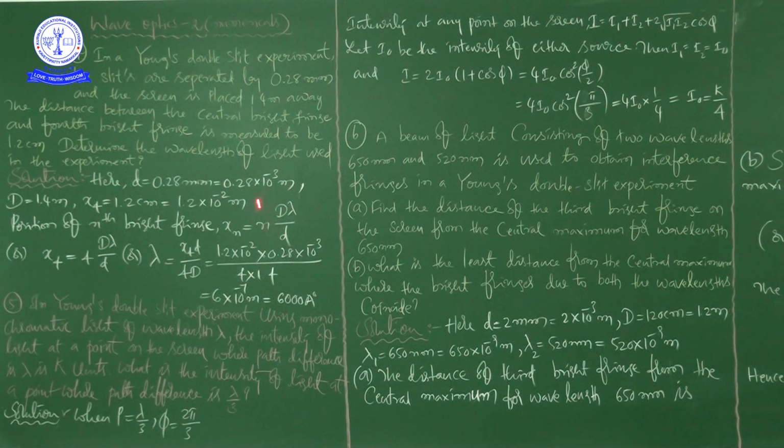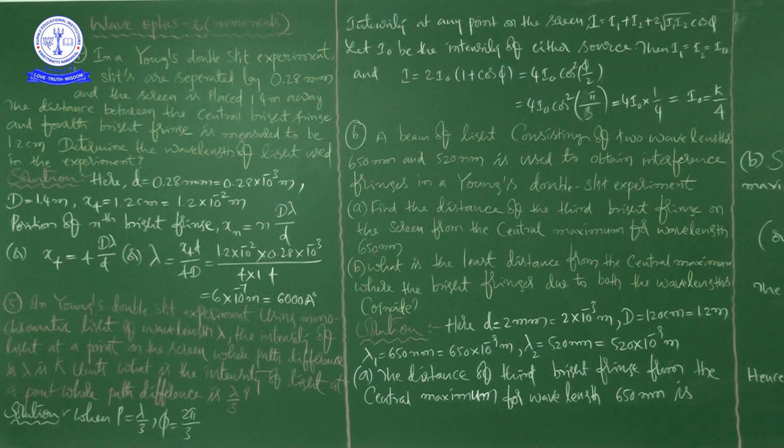So you know very well, capital D is the distance between the slits and the screen, small d is the distance between the two slits, and lambda is the wavelength of light used while doing Young's double slit experiment. And n is the number of the fringe.